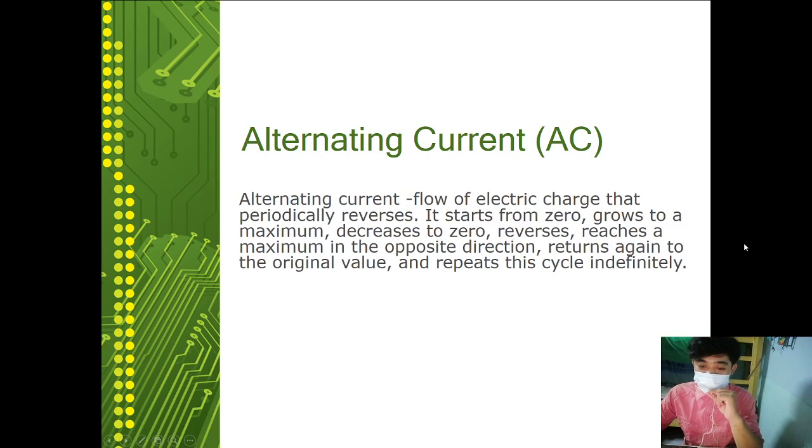Alternating current, also known as AC, is a flow of electron charge that periodically reverses. It starts from zero, grows to a maximum, decreases to zero, reverses, reaches a maximum again in the opposite direction, returns again to the original value, and repeats these cycles indefinitely. Unlike DC, in which the current flows in one direction, alternating current oscillates from one direction to another.